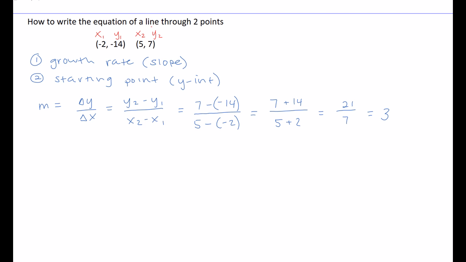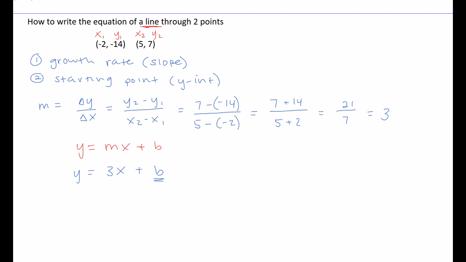So remember, we're trying to find the equation of a line. And here's the general equation of any line: y equals mx plus b. So what we did already was find our slope, or m value. So I'm going to rewrite my equation, plug in my 3 for m. So the tricky part here is that we still don't know b.